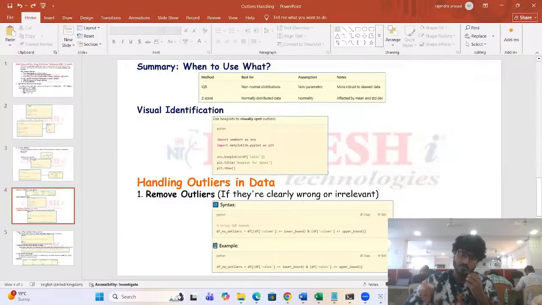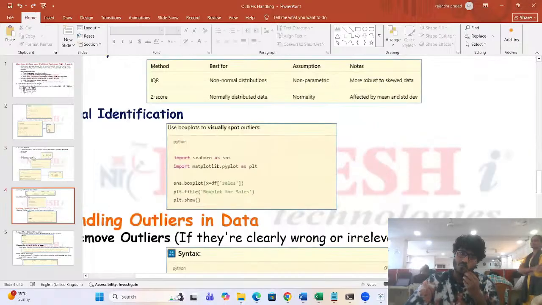Summary. When to use what means? Guys, whenever you do the data exploration, you go by looking at the distribution of the numerical columns. Yes or no? Okay. I'll tell you one thing.